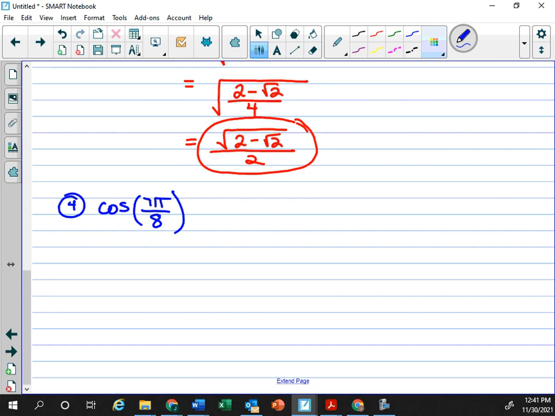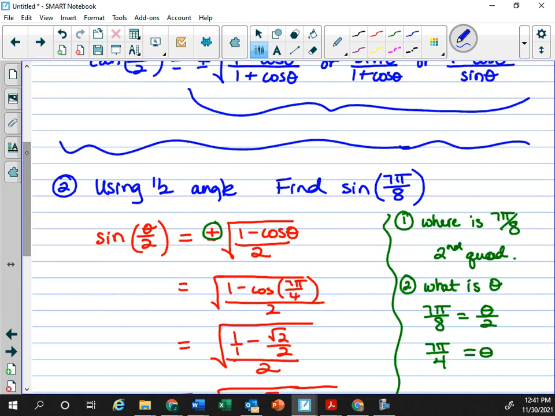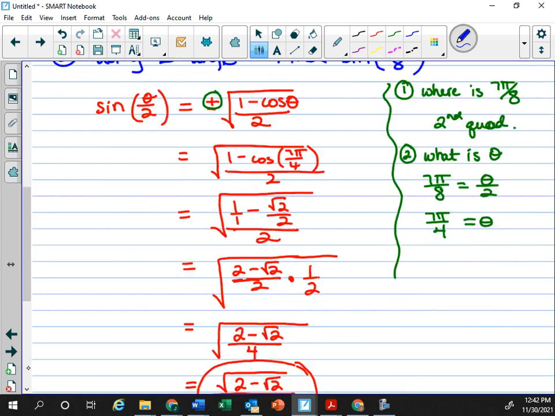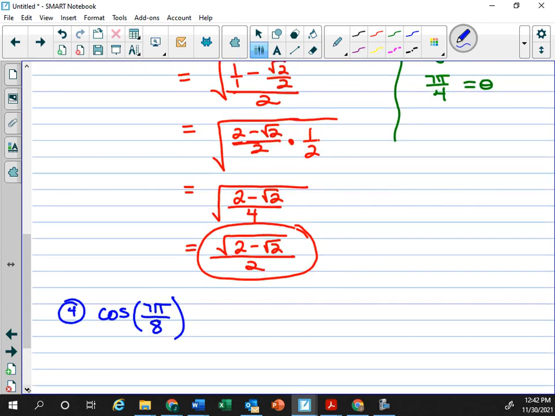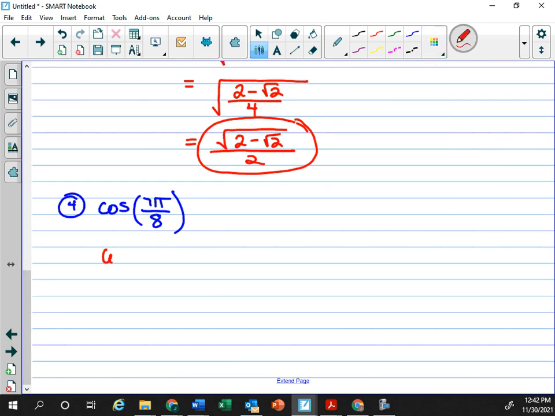All right, so you guys try this one. Do the same things we did up here, what I wrote in green. Think about where 7 pi over 8 is. Determine positive or negative after you've written the formula. We know what theta is, and then go through that. I'd start by writing your formula. Begin there, okay? The cosine formula is 1 plus cosine of theta over 2.